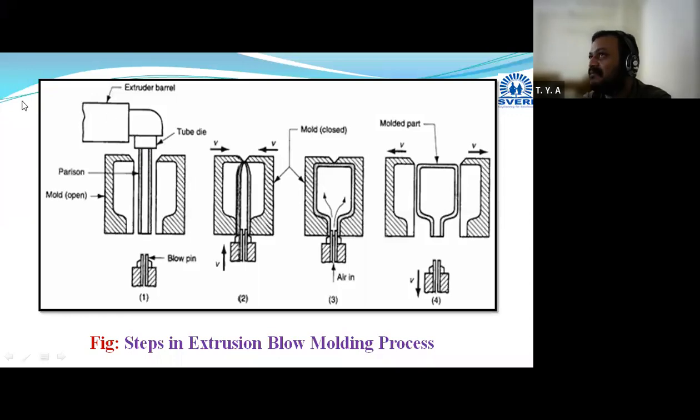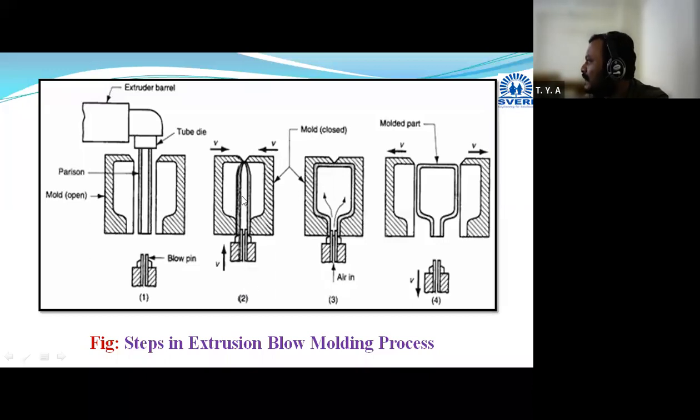Simply we are performing the extrusion operation. This part will be extrusion, and we are manufacturing the Parison. Parison is nothing but a tube-like structure. One end will be closed, and from one end an opening will be there. With the help of this extrusion, this Parison is manufactured. Then it is placed in the mold halves. Then the mold is closed. Then through one end, we are blowing the air.